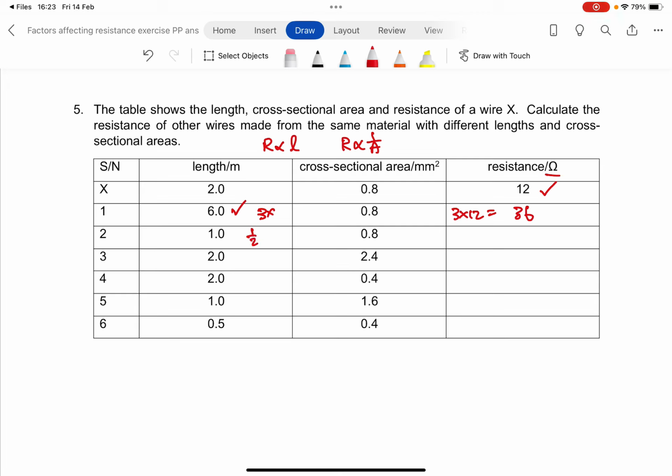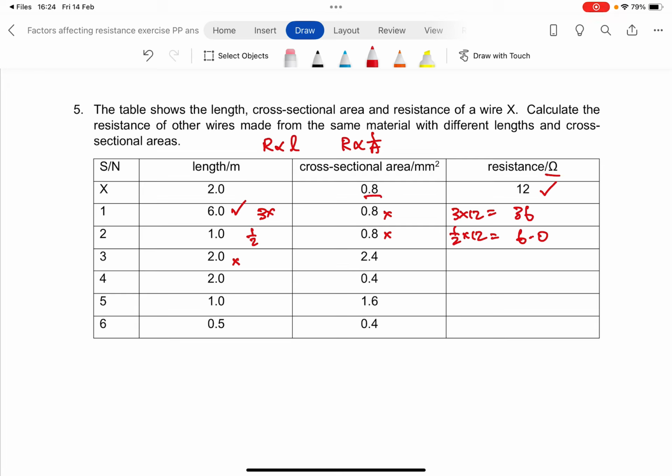Okay, number 2, length is 1 meter, which means that it is halved, right? So length is halved. Cross-sectional area, no change, right? So no change means that only half of the original resistance is 6 ohms. Okay, so length is half, therefore resistance is half. Area no change. Okay, next, length is the same, all right? So no change compared with the original length.